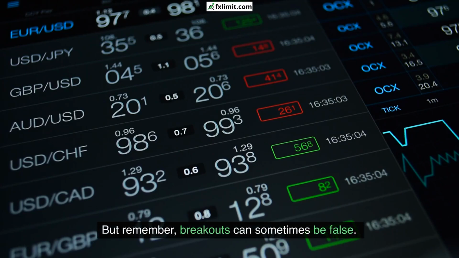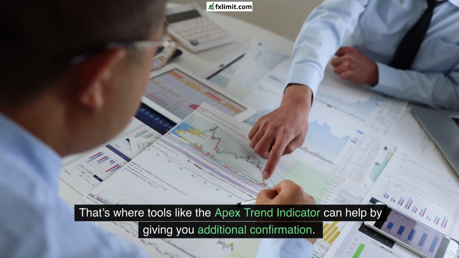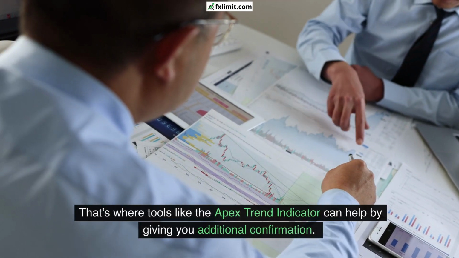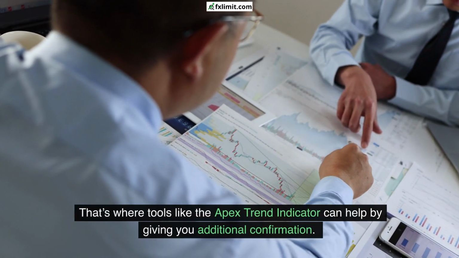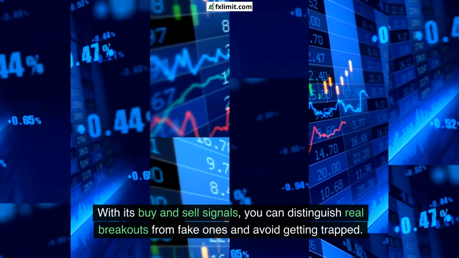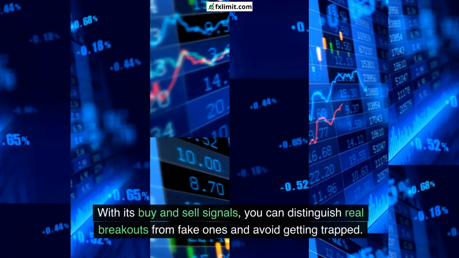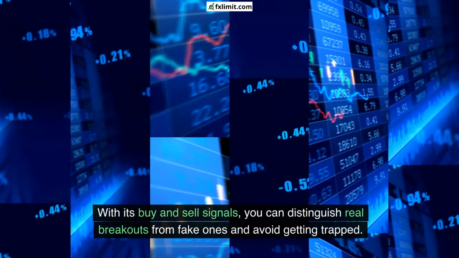But remember, breakouts can sometimes be false. That's where tools like the Apex Trend Indicator can help by giving you additional confirmation. With its buy and sell signals, you can distinguish real breakouts from fake ones and avoid getting trapped.